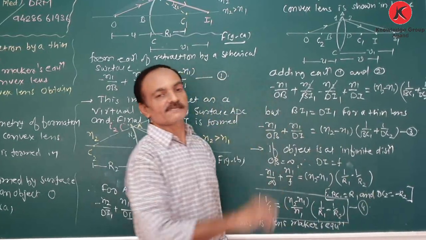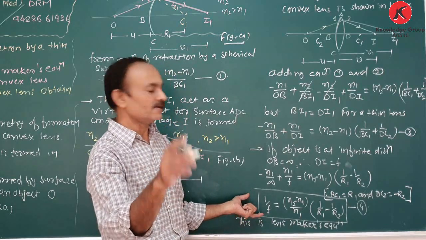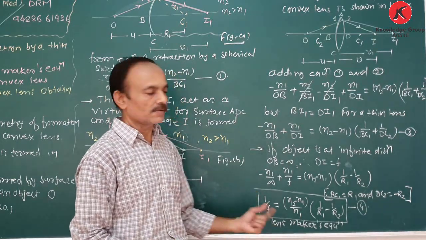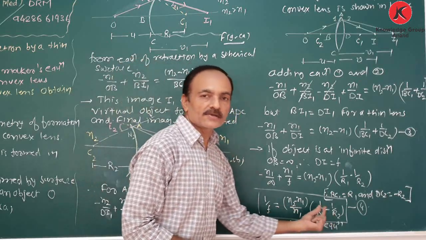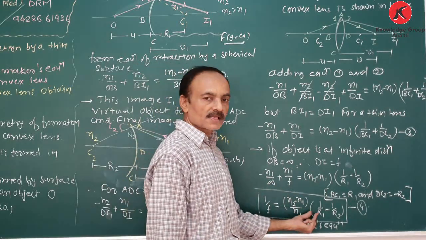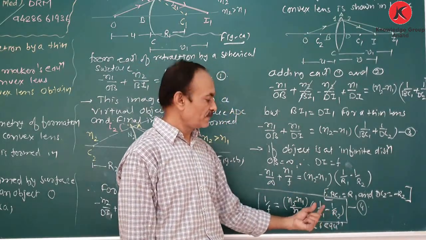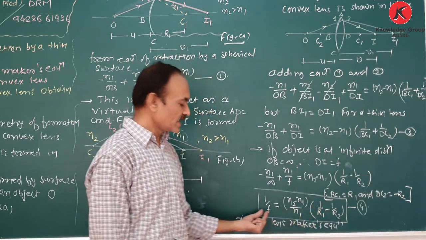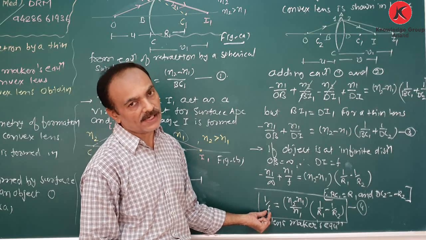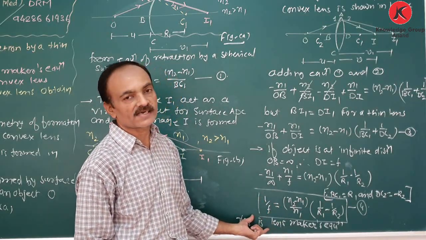Why is there the lens maker's equation? Because by using this equation, we can prepare a lens with our desired focal length. How? Here R1 and R2 are the radii of curvature of the lens. As we take the proper radius of curvature of both surfaces, we can prepare the lens with our required focal length. Therefore, this equation is known as the lens maker's equation.